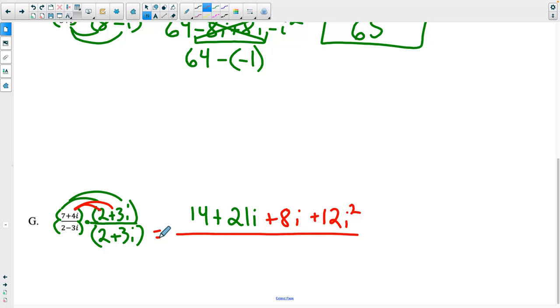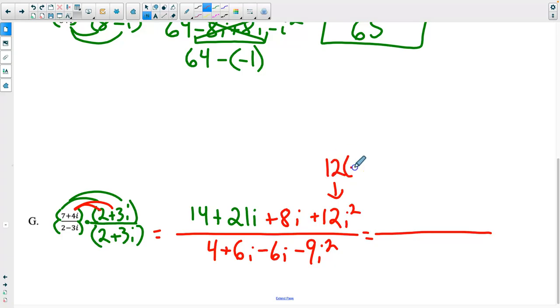That fraction is the longest fraction that we've had to deal with. On the bottom, this gives me 4, and then just like the past ones, it's going to have some canceling going on, but I'll get plus 6i, minus 6i, and then minus 9i squared. So the 12i squared, it's really 12 times negative 1, or just negative 12. So I get 14 minus 12, which gives me 2.